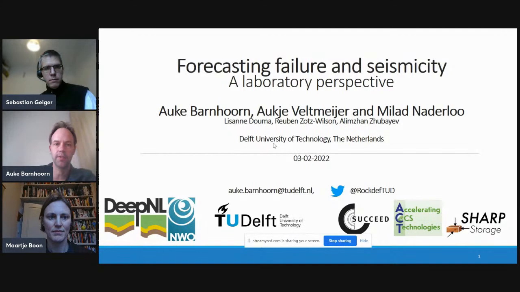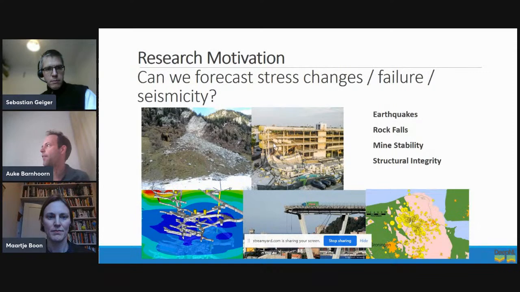So why do I want to do that? I think it's important that we are able to forecast processes in the earth. We do that in all kinds of different ways, but one of the most difficult ones is probably predicting seismicity, earthquakes, and forecasting failures of structures, primarily because it's often seen as something that happens instantaneously. If we are able to do so, it would be very nice to forecast before it happens. And that's important for a whole lot of different applications.